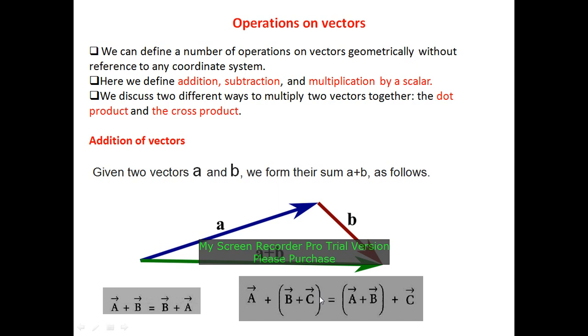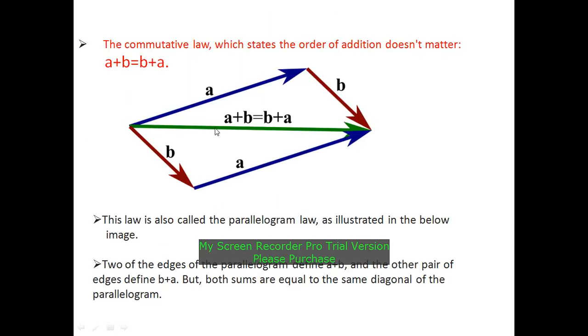If we have the commutative law, then it is A plus (B plus C), and we can also write it like this: A plus B plus C. The commutative law states that the order of addition doesn't matter. So A plus B is equal to B plus A.